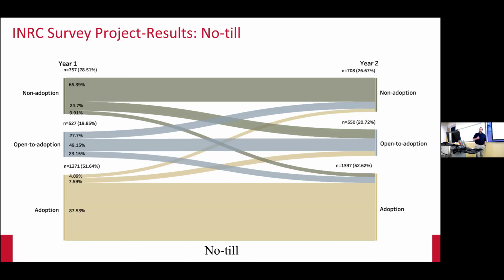Same type of pattern with no-till. We're seeing more adoption continuing over time, but certainly you're still getting this churning effect. So again, in year 1, almost 8% of farmers stopped using no-till in the second year, and almost 5% decided that they not only were not going to use it, but they had no plans to use it in the future.